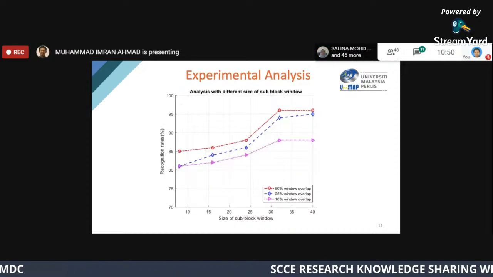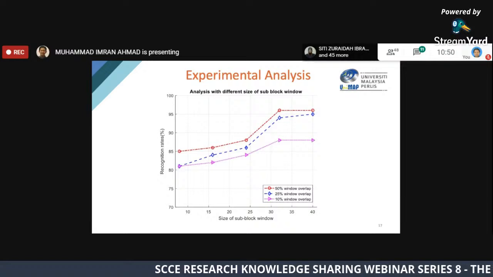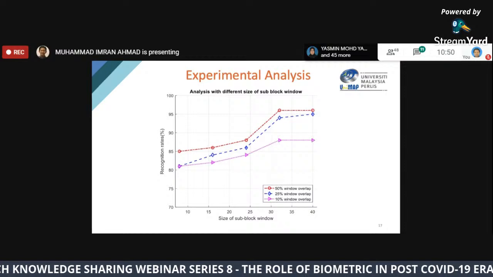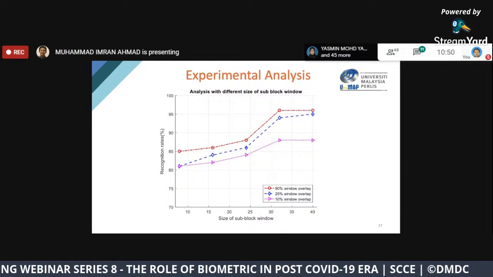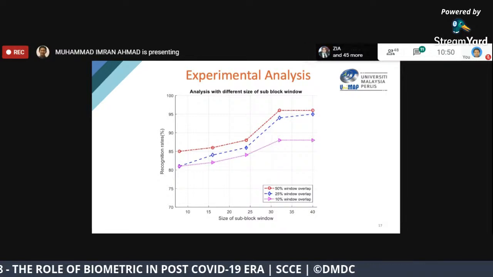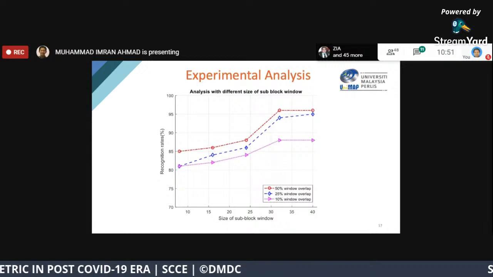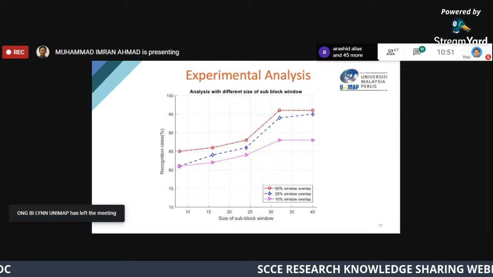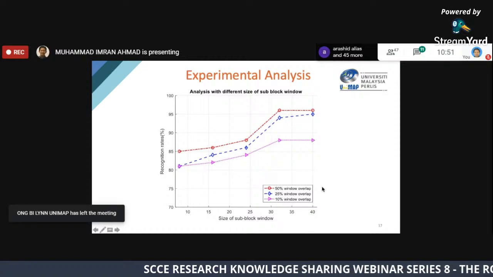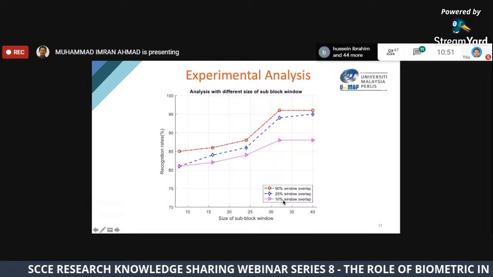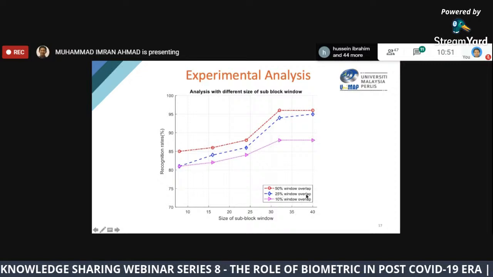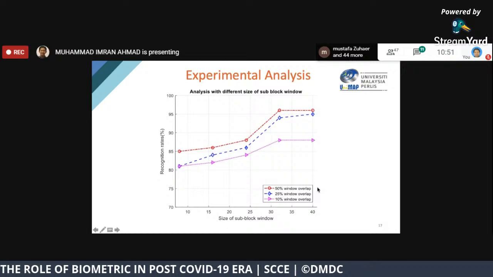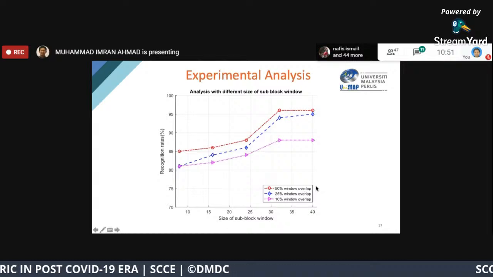Okay, another experimental analysis. When we deal with local sub-block windows, smaller windows, sometimes the overlapping features are also important. For example, from window number 1 and window number 2, we need to overlap them. For example, overlap within 10% of pixels, overlap 25%, or overlap 50% of the window. So overlapping windows will give a better performance.